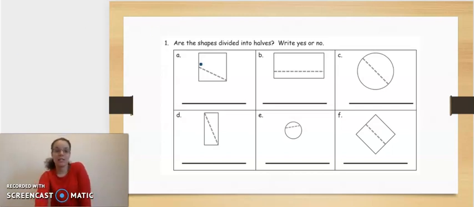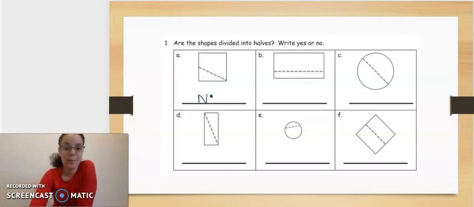So let's see. Is this square broken in half? Yes or no? No. Why not? Yeah, those parts are not equal. They're not the same size and they're not the same shape. Is this rectangle broken in half? No. Not the same size, not the same shape.